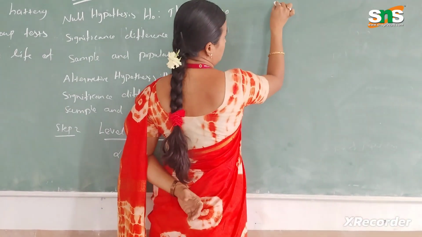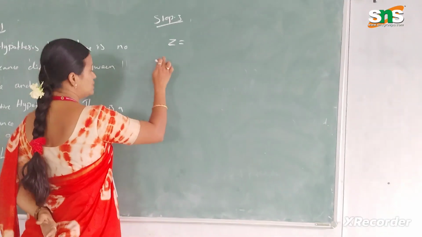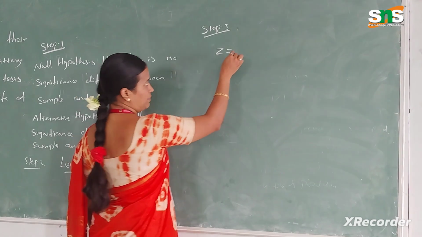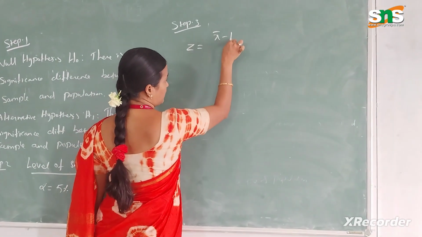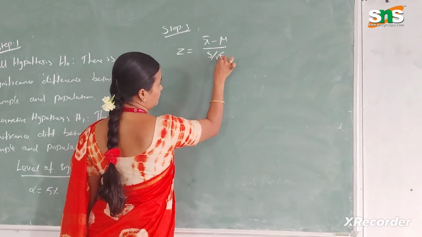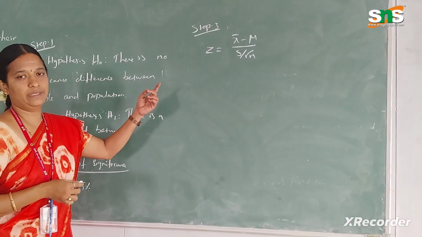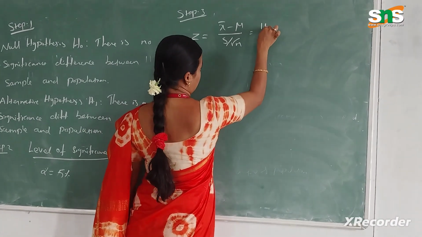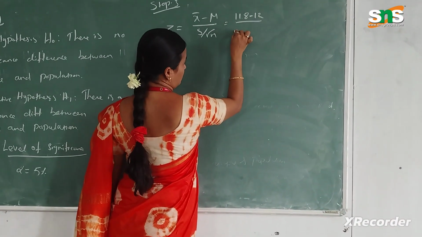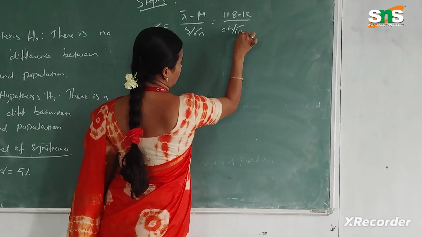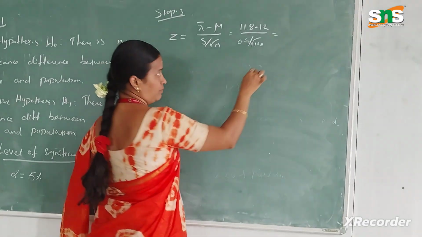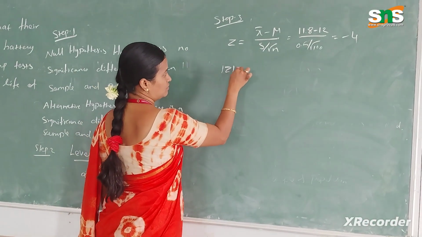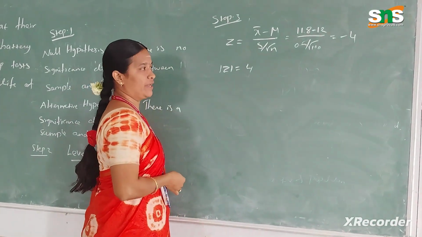Test statistic. What is the formula? Look at the n value. The n value is greater than 30, therefore it is a Z test, a large sample test. The formula is Z equal to x bar minus mu divided by S by root n. This is the formula for a single mean with sample standard deviation. The x bar value is 11.8 minus 12, divided by 0.5 by root of 100. Using a calculator we get minus 4. Taking the modulus, we get a positive value, so the value is equal to 4.